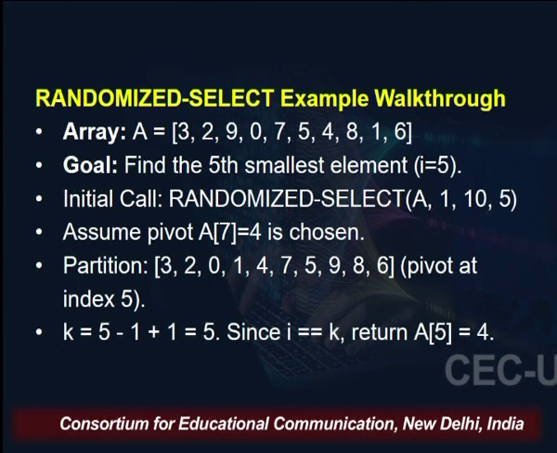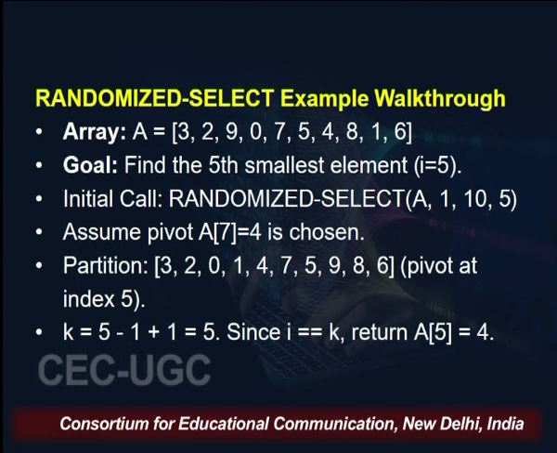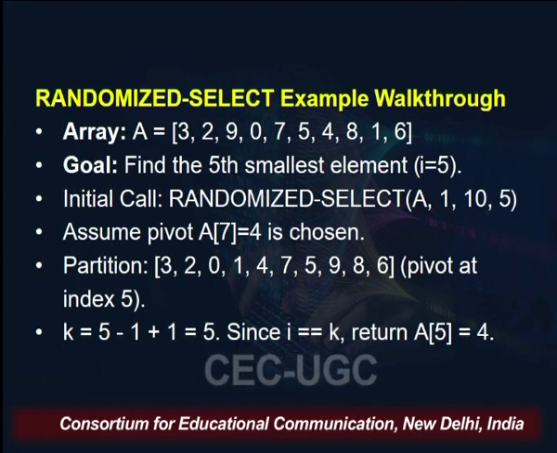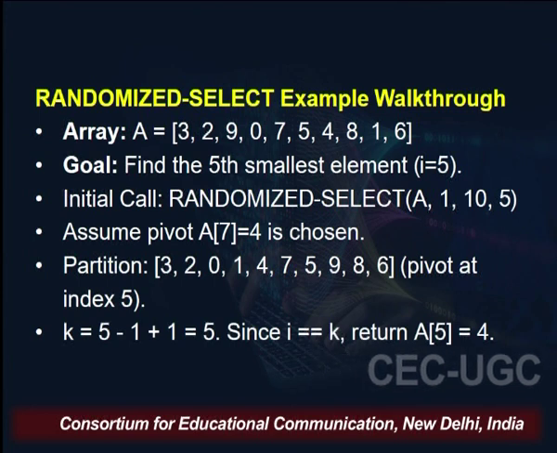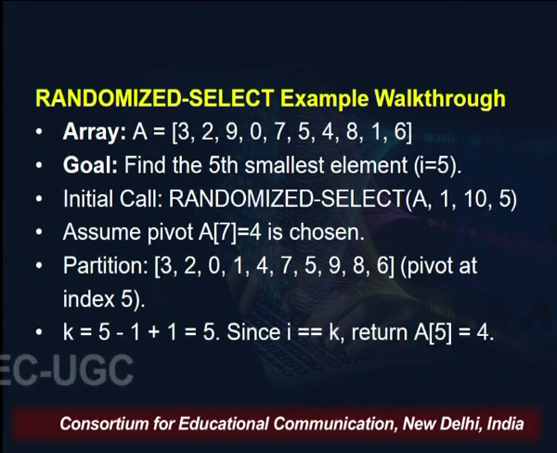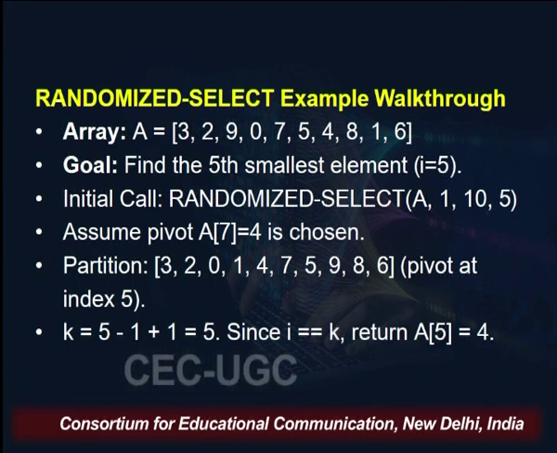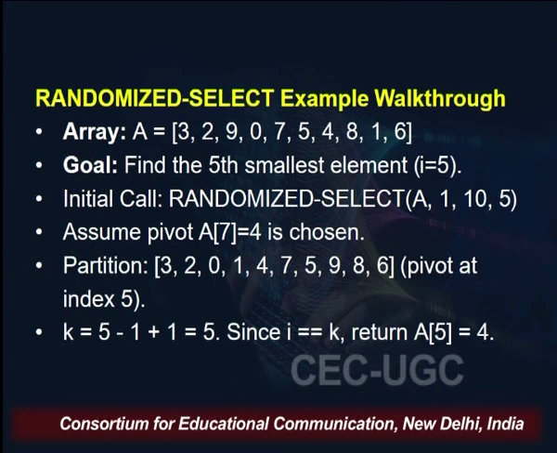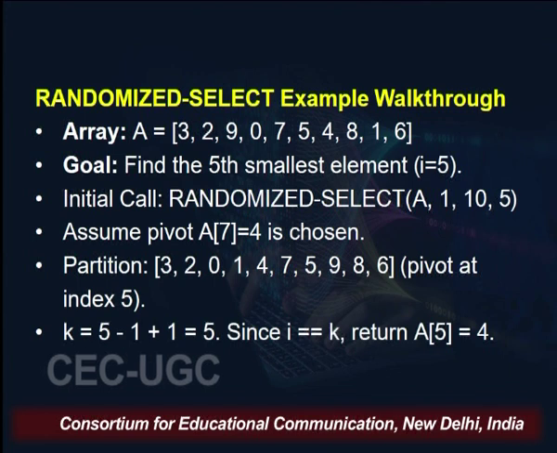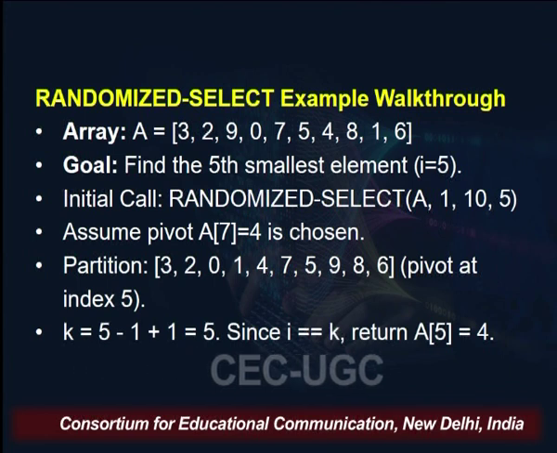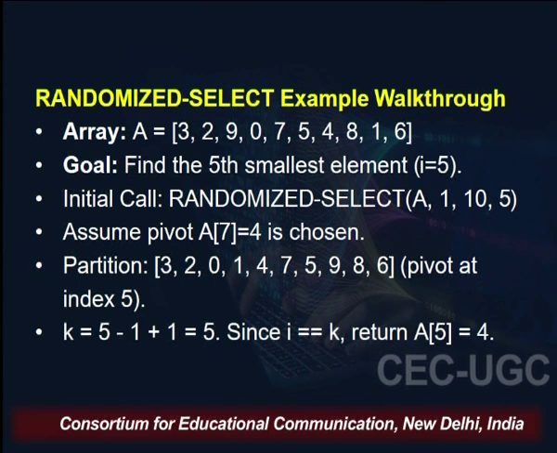So all the elements less than 4 will be on the left side, which are 3, 2, 0 and 1, and all the elements greater than this pivot, which are 7, 5, 9, 8, 6, are on the right side. Although I am repeating again, neither the left subarray nor the right subarray is sorted, and our pivot is at index 5.